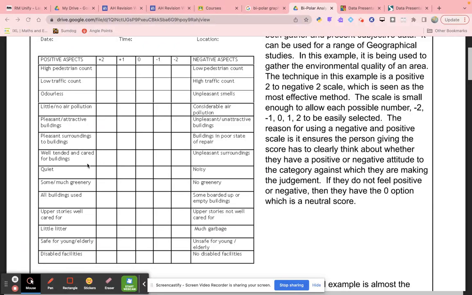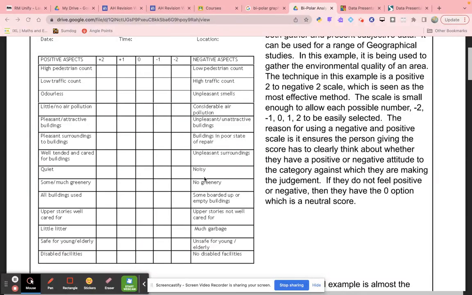Now, one of the real strengths of this methodology of gathering data is, first of all, it allows you the 0. Now, the 0 score is where you can take a neutral position where you don't have an opinion. It also is used where you can see clear and obvious two sides to a description of an area or a street or any particular aspect that you're studying in geography.